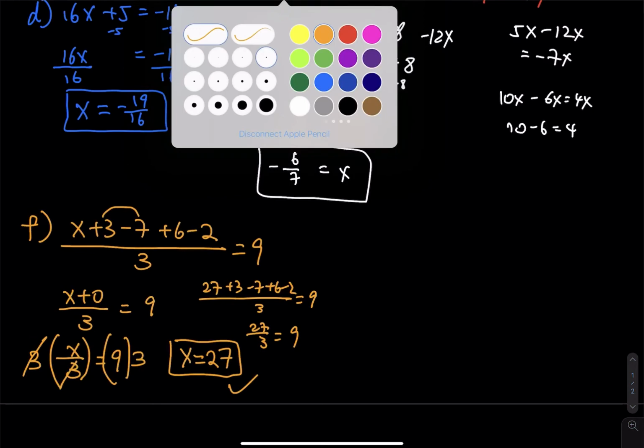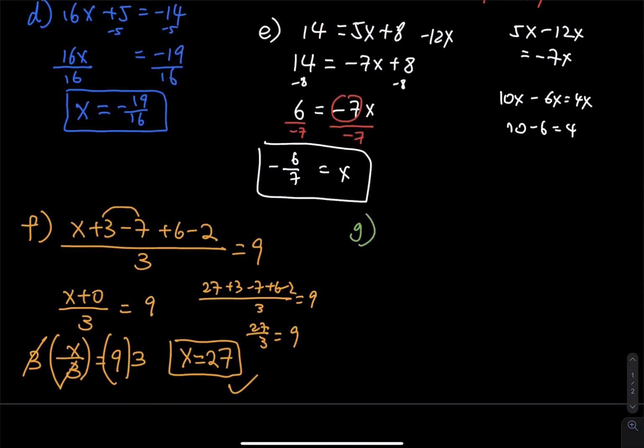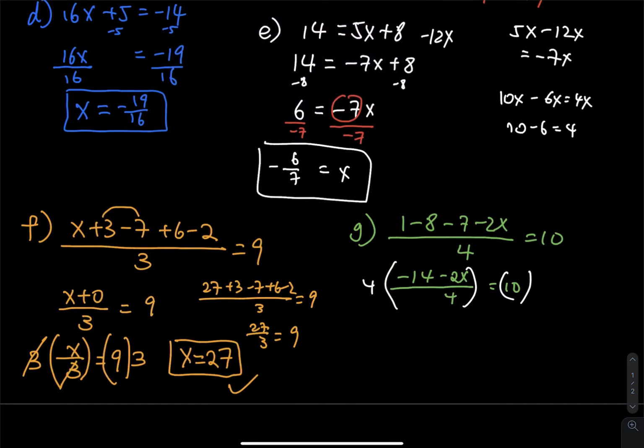And then G, you have 1 minus 8 minus 7 minus 2x, divided by 4, equals 10. So 1 minus 8 is negative 7, right? Negative 7 minus 7 is negative 14. So negative 14 minus 2x divided by 4 equals 10. To get rid of the 4, I have to multiply both sides by 4, because this 4 and this 4 will be cancelled, which means I divide the top and bottom by 4.